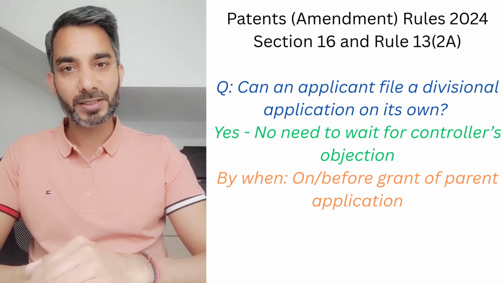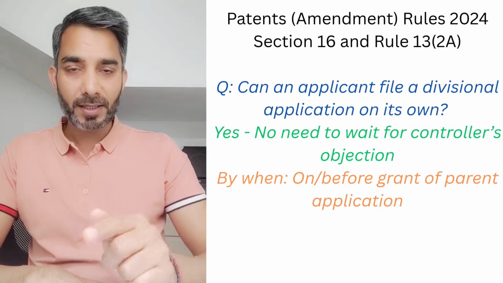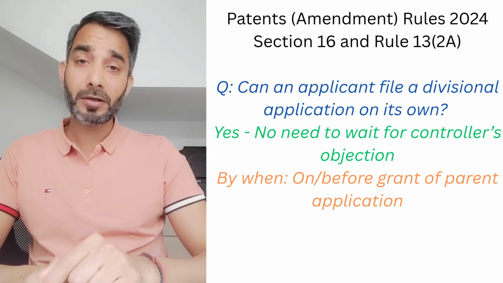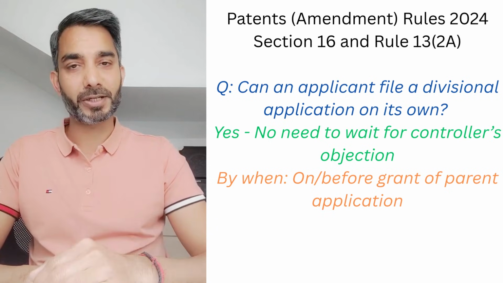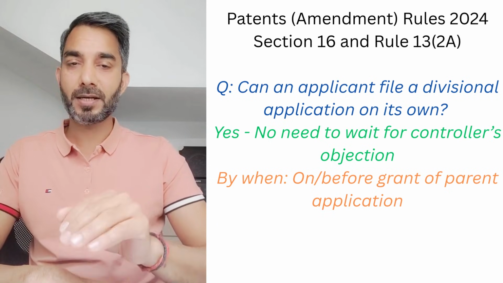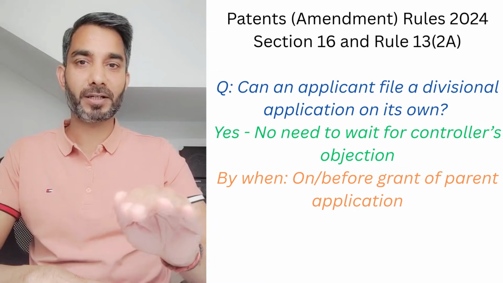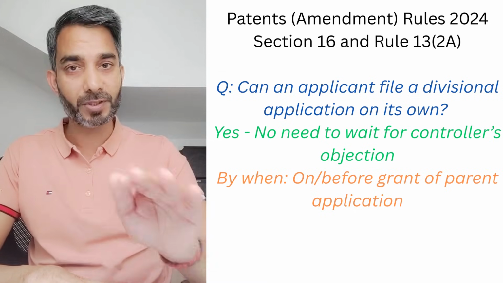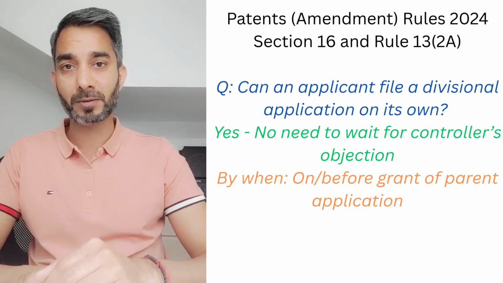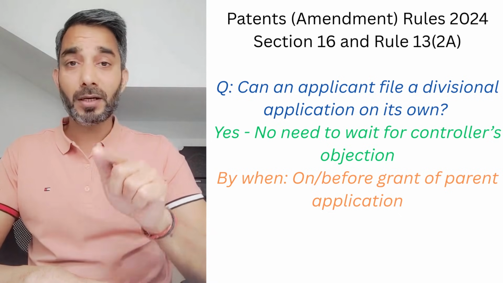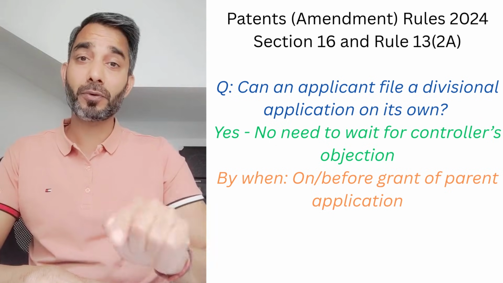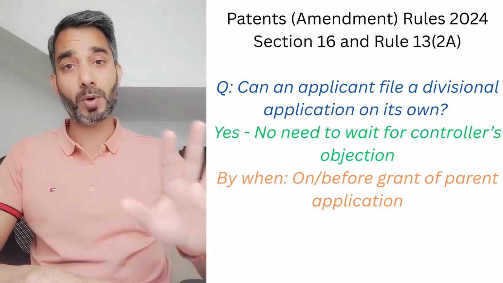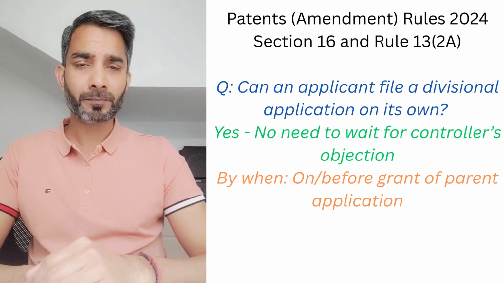So the first question is, can an applicant on its own file a divisional application? So the answer is yes. The applicant on their own can file a divisional application. They don't need to wait for the controller to raise any objection with regards to the presence of multiple inventions. What is the timeline for it? The divisional application has to be filed before the parent application, from where you are dividing the application.